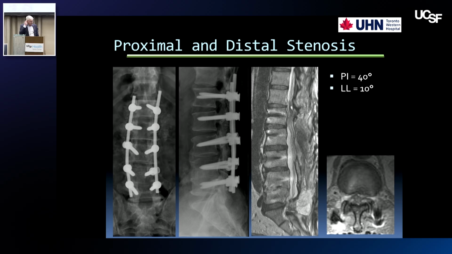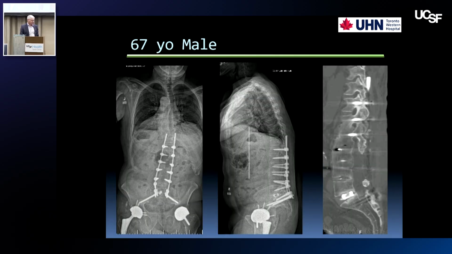So are there problems with undercorrection? I had this patient here that I inherited with a solid fusion. You can see that very mobile disc, but he's completely flat. And then he ended up with degeneration above and below. And this is kind of the common situation with these undercontoured patients.